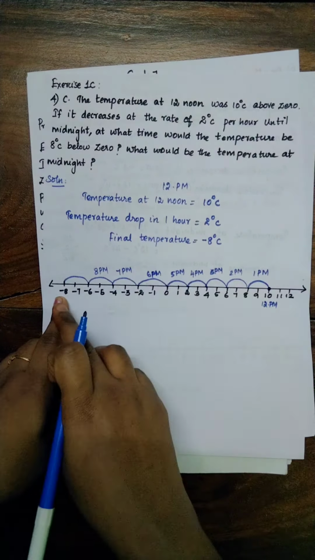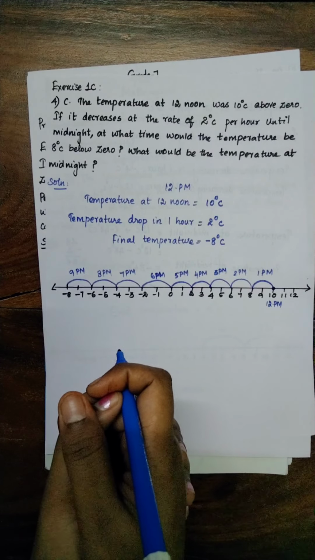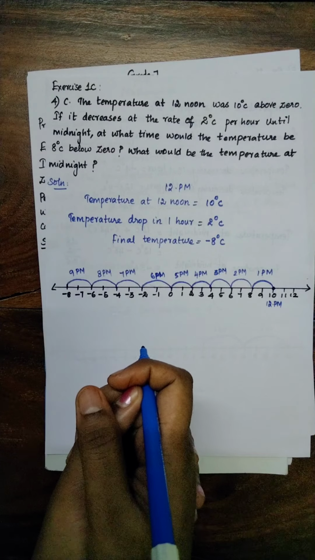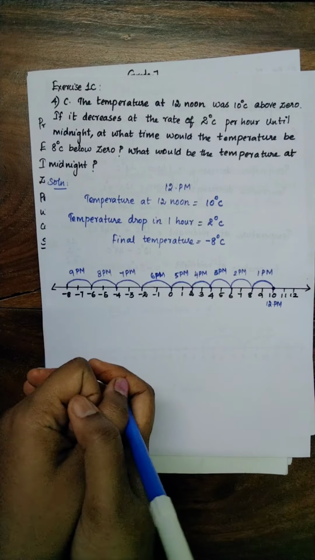So what is the time? At what time do we reach the temperature minus 8 degrees Celsius? The time is 9 p.m. So the time we reached is 9 p.m. Do you all understand?